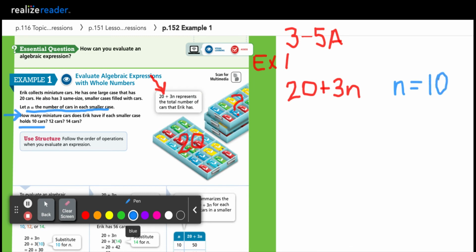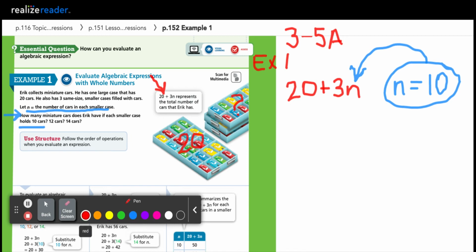So you should have this written in your notebook. 20 plus 3n, 3 times n, when n equals 10. So we're going to use that information, n equals 10, and plug it into the expression. So now we have to rewrite the expression. We have 20 plus 3, and instead of writing n, we're going to write 10. But always put whatever's representing that variable in parentheses.